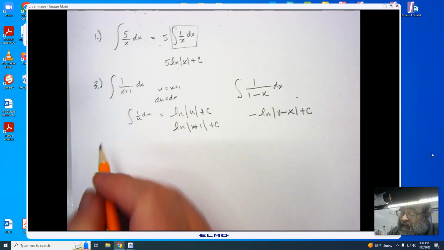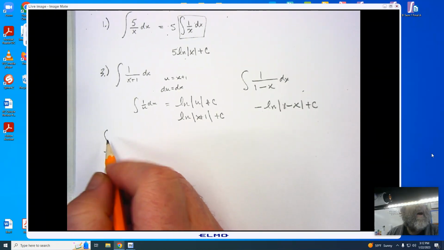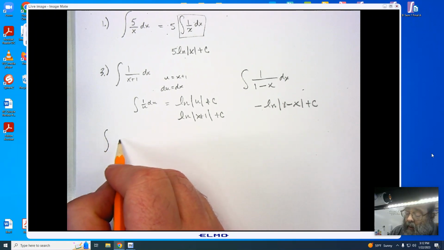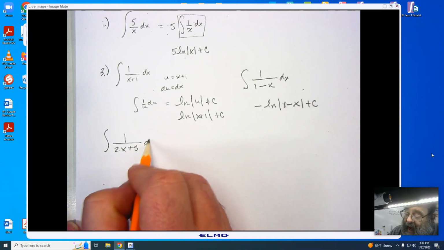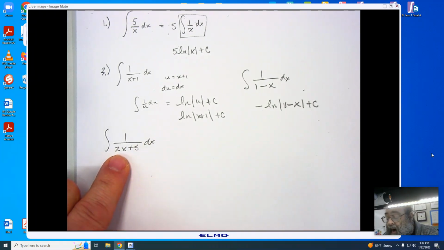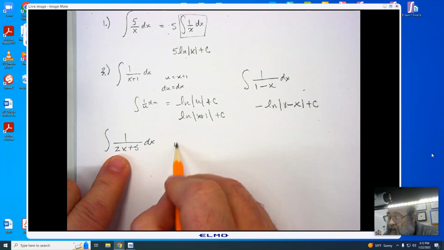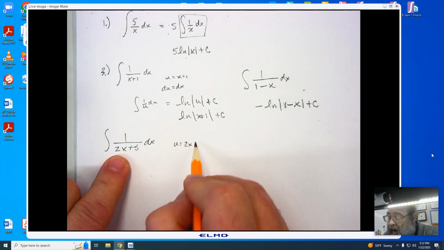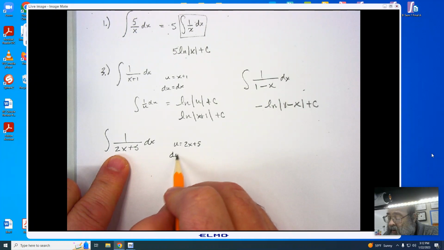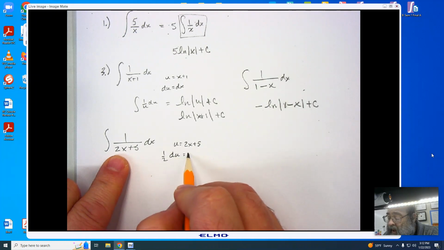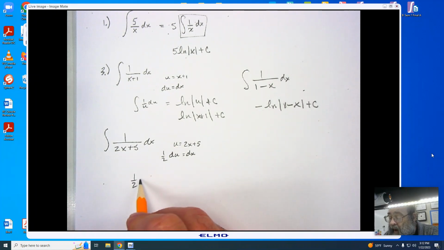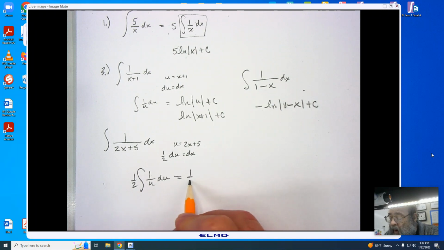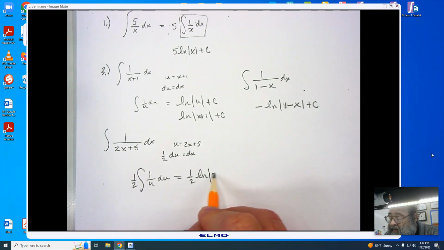This brings us to number 5. Number 5 is working with 1 over 2x plus 5 dx. Notice that 2 right there. Same thing if we use the u substitution, 2x plus 5. du becomes 1/2 du equals the dx. And we now have 1/2 the integration, 1 over u du, and this gives me 1/2 natural log, back substitute.